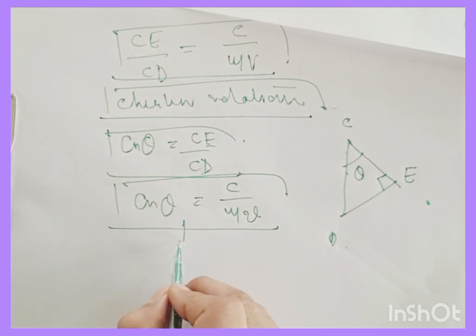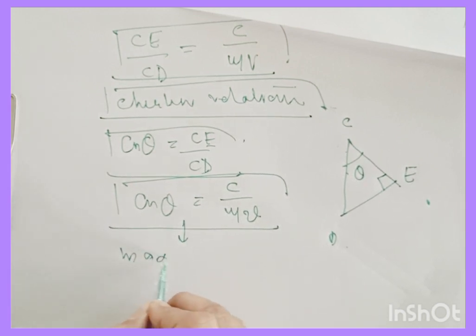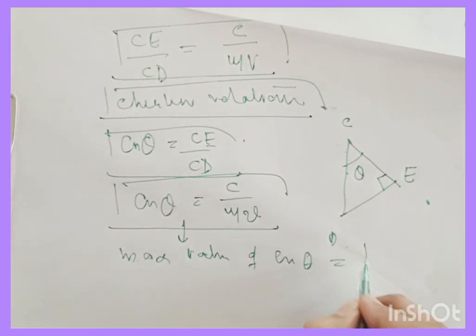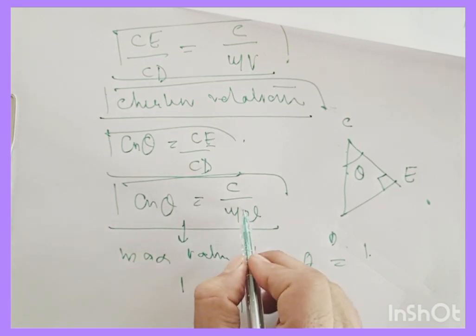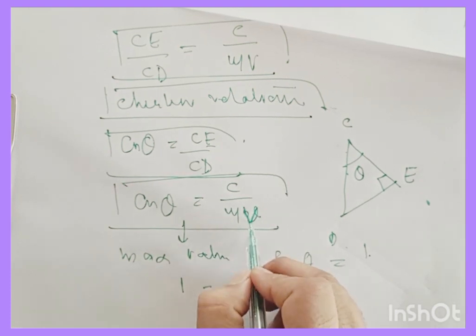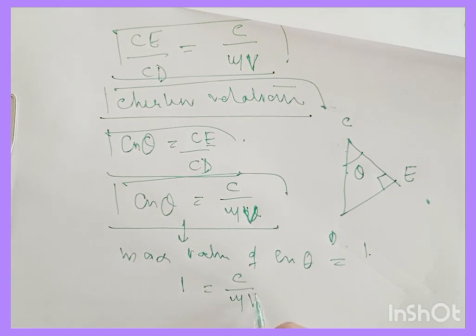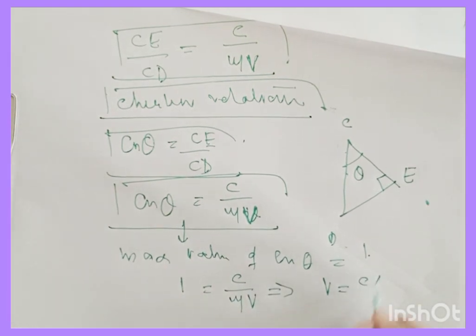And this cos theta, what is the maximum value of cos theta? Maximum value of cos theta is simply 1. So if I take the maximum value, then I'll have C by mu V. This is not nu, please, this is V, the velocity of the electron. So what does that mean? This velocity of the electron is simply C by mu. That should be the case, right?